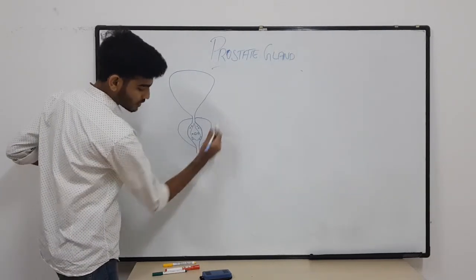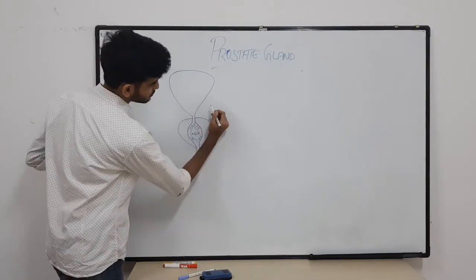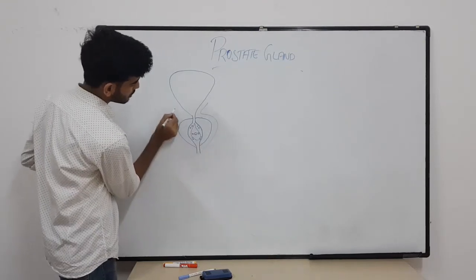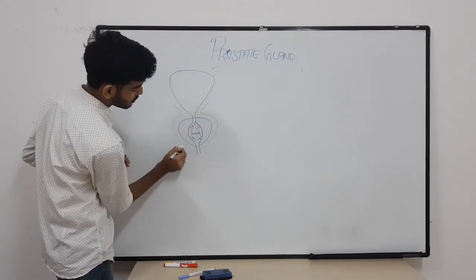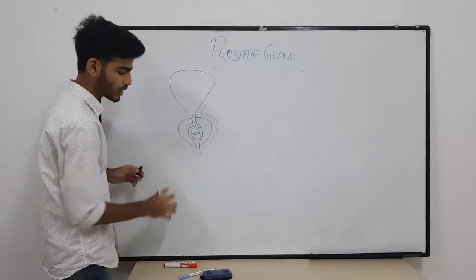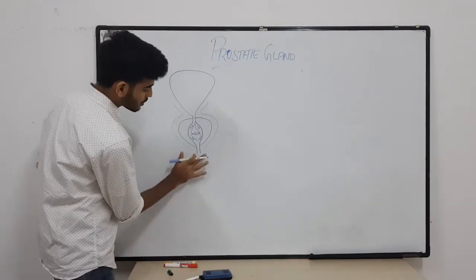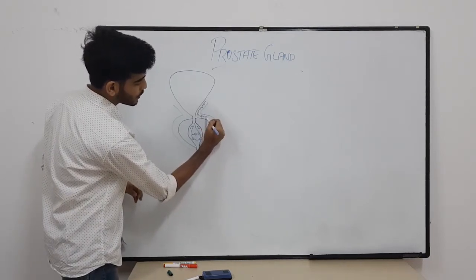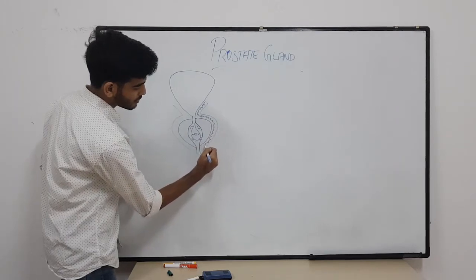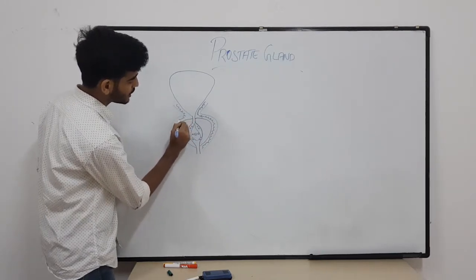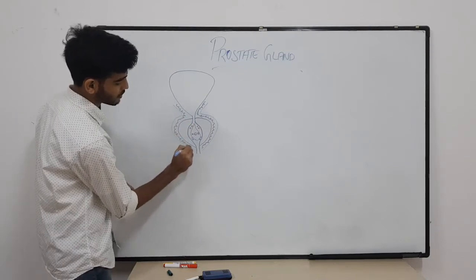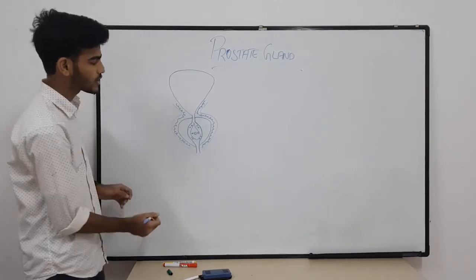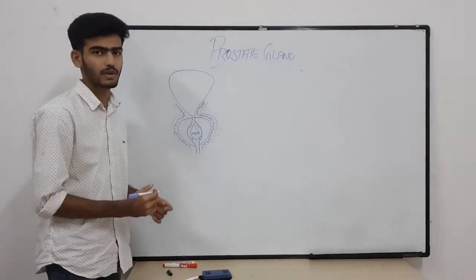Now here we have the false capsule. It is derived from the endopelvic fascia. And we have venous plexus in between the true capsule and false capsule. These are the venous plexus. So this is the true capsule, and here the one marked in green is the false capsule, and between them we have venous plexus.